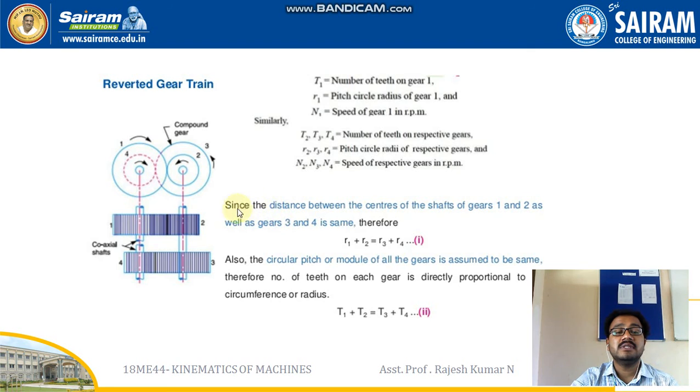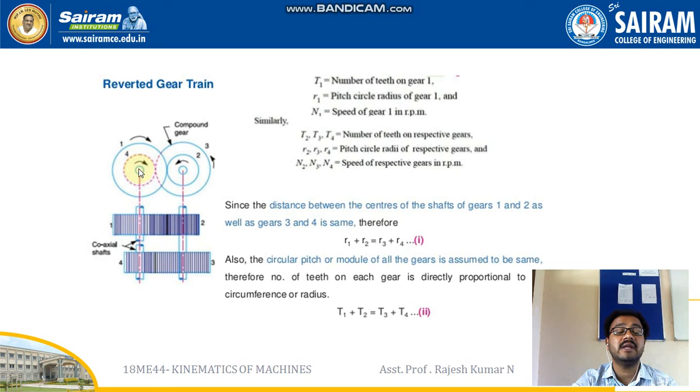Here, since the distance between the centers of the shafts of gear 1, gear 2 as well as gear 3 and gear 4 is the same, you can observe one thing. The distance between gear 1 and gear 2, so this is gear 1 and gear 2, and similarly gear 3 to gear 4, it is the same because both are mounted on the same thing.